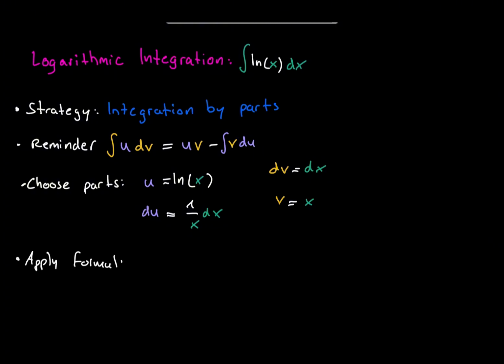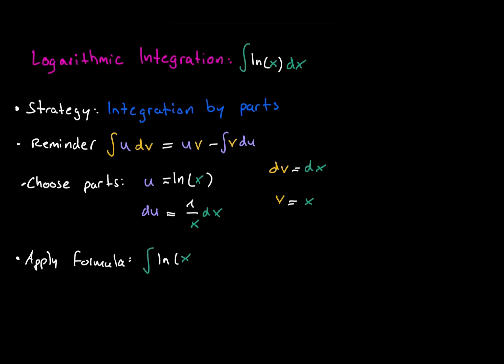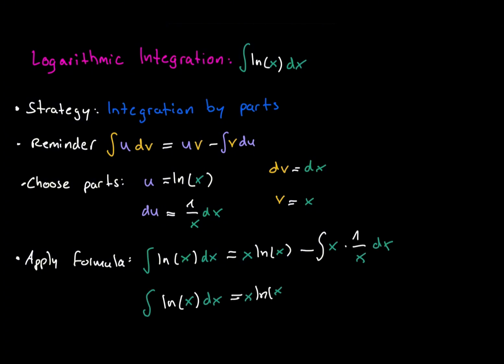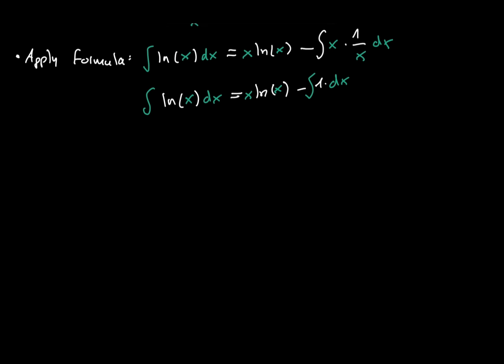Now apply the formula. We get x times natural log of x minus the integral of x times 1 over x. That simplifies to the integral of 1. So the final answer is x natural log of x minus x plus c.